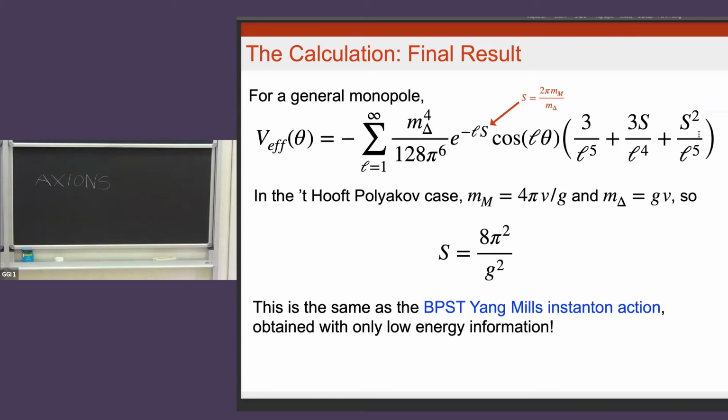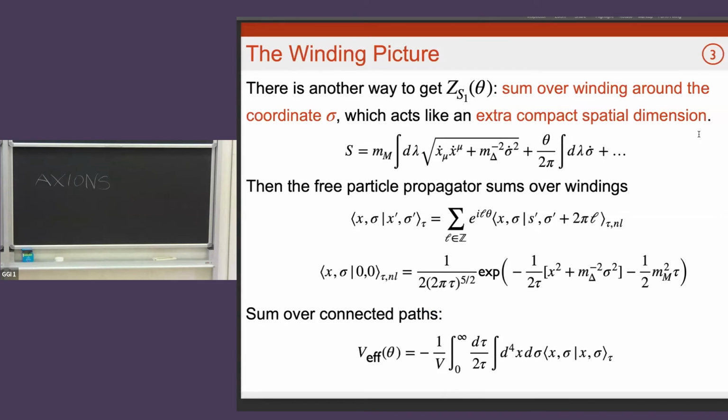So I also want to comment that there is another way to see that you get this effect, to do this last step here, this integral to compute this potential. And that's to directly do a sum over winding around this collective coordinate. We started by integrating out this tower of dions. Instead, if we wanted, we could treat that collective coordinate as an extra compact spatial direction, and compute the same type of calculation for that expression.